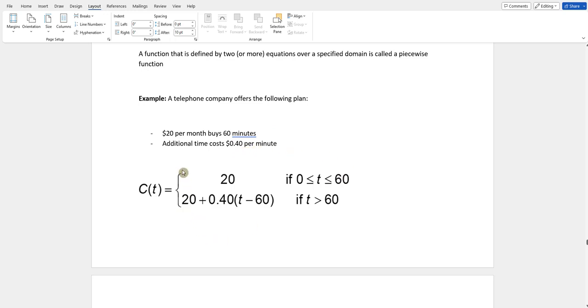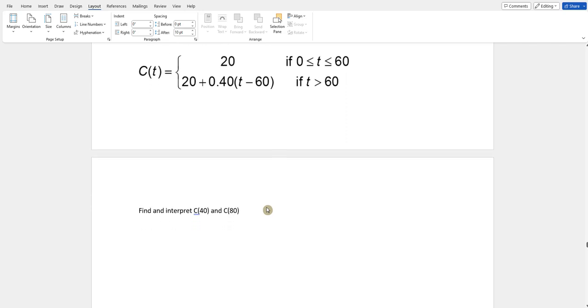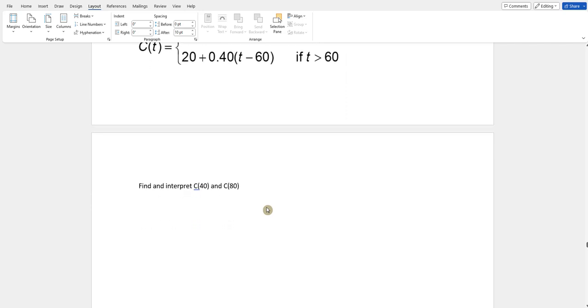As you can see, it's broken up into two equations. Between 0 minutes and 60 minutes inclusive, you pay $20. If you want more time, you're going to have to pay the $20 plus 40 cents per minute, and that's for anything over 60. So we're going to calculate C of 40 and C of 80.